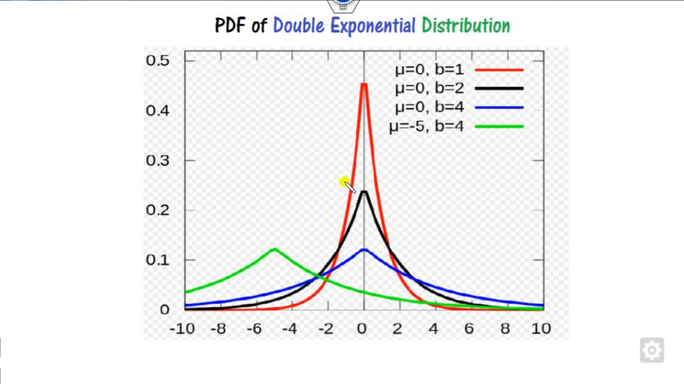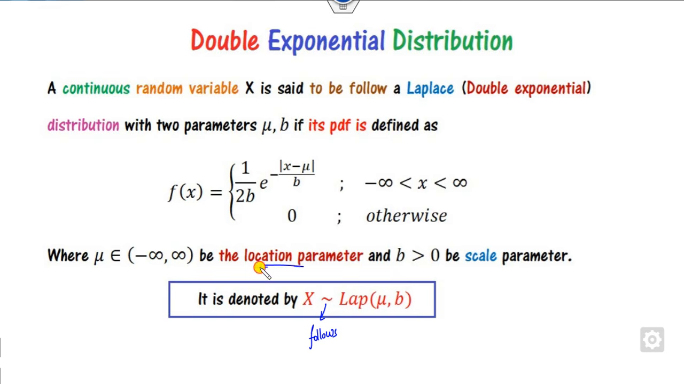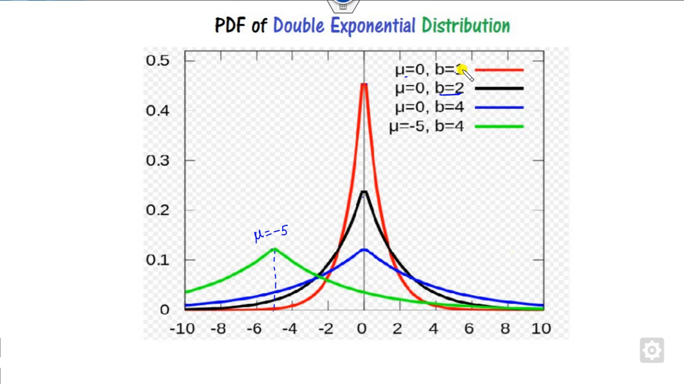In the graphical representation, you can see the red curve is when mu is 0 and b is 1, while the black curve is when mu is 0 and b is 2, and this one is when mu is minus 5. You can see that the positions are shifting relative to each other. That is the meaning of mu being my location parameter and b being my scale parameter. With changes of b, the scale changes. And whenever b is 1, the peak is very high as compared to the normal.